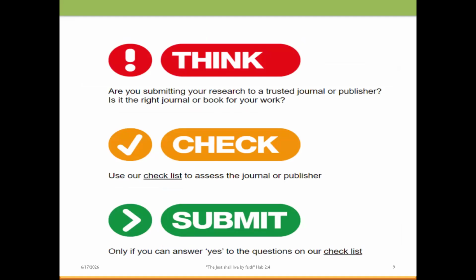There is a criterion called Think, Check, and Submit. Think: ask yourself, are you submitting your research to a trusted journal or publisher, and is it the right destination for your work? Then Check: you can use a checklist to assess the journal or the publisher. And then, of course, Submit. If you answer all these questions, you can go ahead and submit.